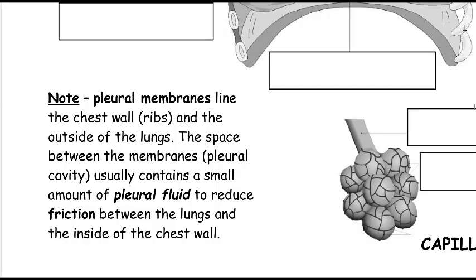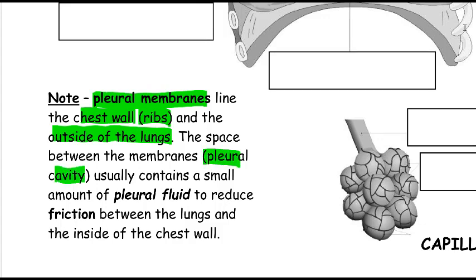Now, as well as that, we've also got pleural membranes, which line the chest wall or the ribs and the outside of the lungs. The space between the membranes, which is known as the pleural cavity, contains a small amount of pleural fluid to reduce friction between the lungs and the inside of the chest wall. So that means that whenever we breathe in and out, even though our lungs might be rubbing up against the inside of our chest wall, we don't really feel it because it's well lubricated by the pleural fluid. So the ribs can basically move about past the chest wall and there's no friction.